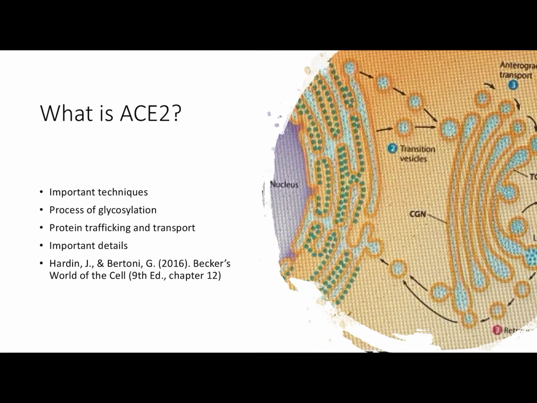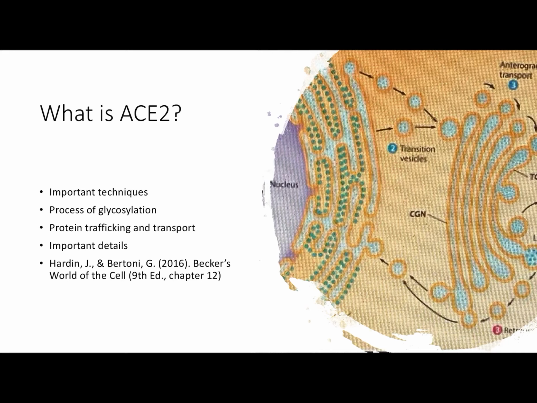I want to be able to cover the techniques, the process of glycosylation, protein trafficking and transport, and of course, important details that I want to cover. So, some important techniques include mass spectrometry. This technique uses a combination of enzymatic proteases such as trypsin, glycopeptides, and other peptides as well. Another important technique would be called fluorescent dye staining. This is the use of fluorescent dye in order to identify a specific sequence and or protein.